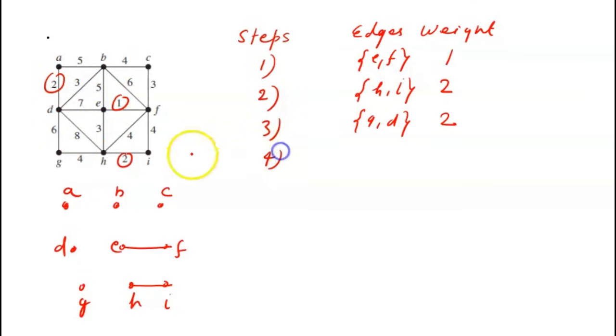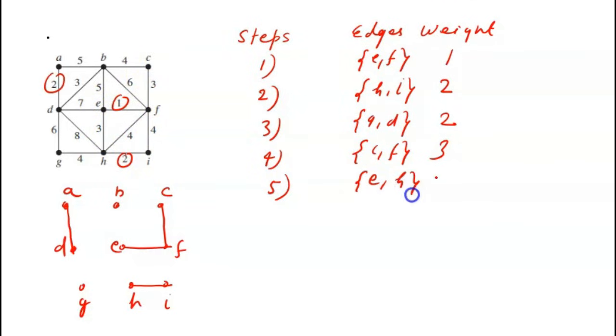So in the fourth step, first I am going to select CF, whose weight is 3, and I am going to join CF here. I have selected AD also, so let me first join AD in the third step. Okay. Now what is the fifth step? CF I already have selected. I can select EH. If I select EH, its weight is 3. So let us join EH.